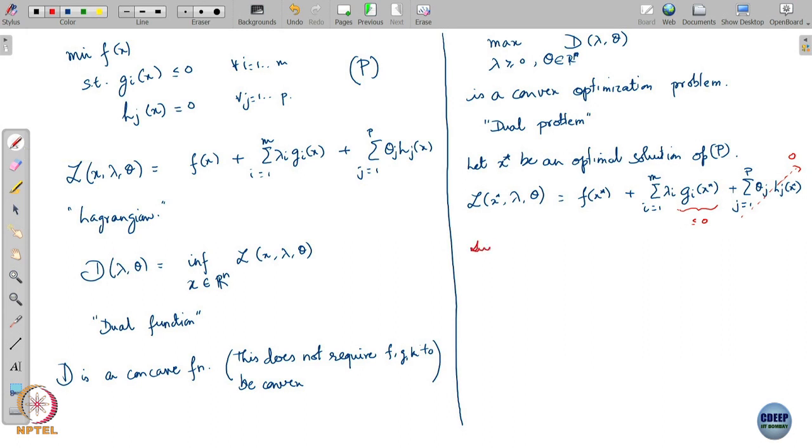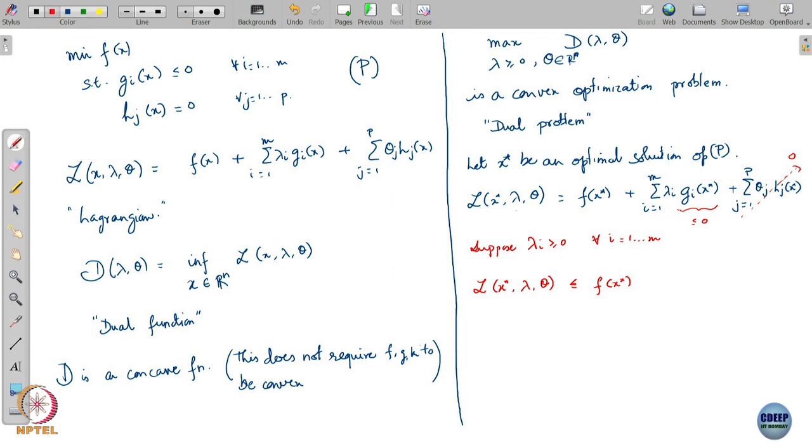Suppose we restrict lambda i to be greater than or equal to 0 for all i equal to 1 to m. Then in that case, what would we get? We would get that this quantity here is less than or equal to f of x star. Why? Because the g i's are less than or equal to 0 and these terms have disappeared. So, let us play around with this in a different sort of way.